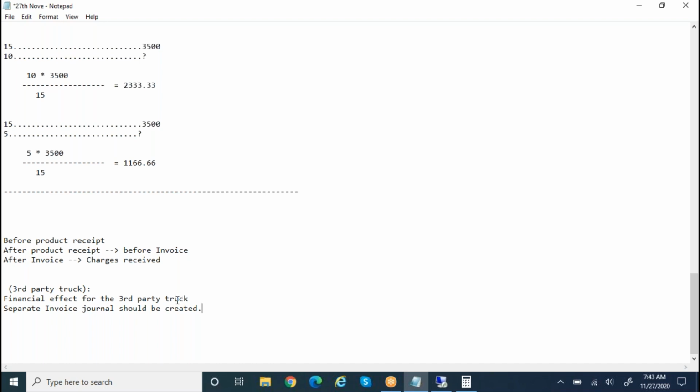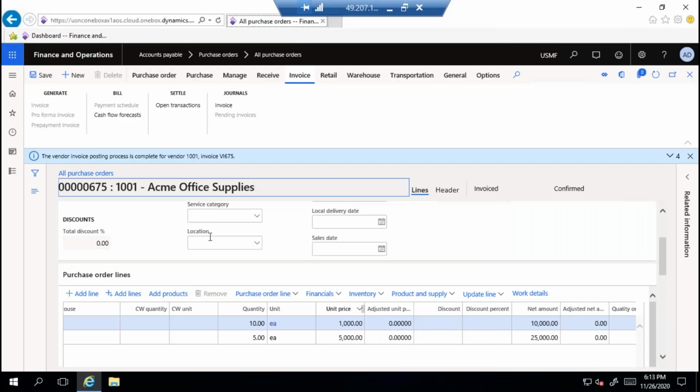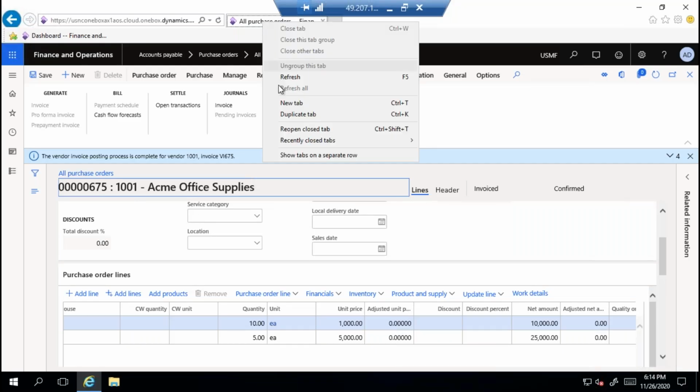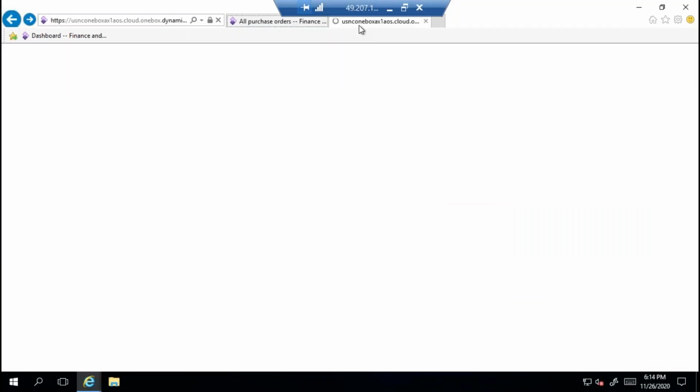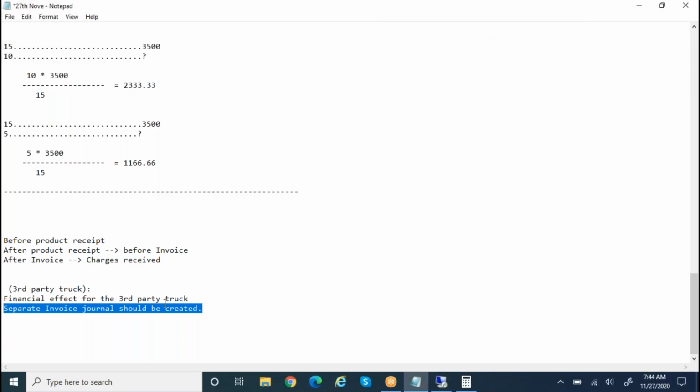This is for a third party truck. I need to pay money, then I will generate an invoice separately. It is a normal invoice journal. We finance people have learned that in an invoice journal, whatever the account I need to pay, versus some ledger account I need to post. But it will not affect inventory. Okay, it will not affect inventory.